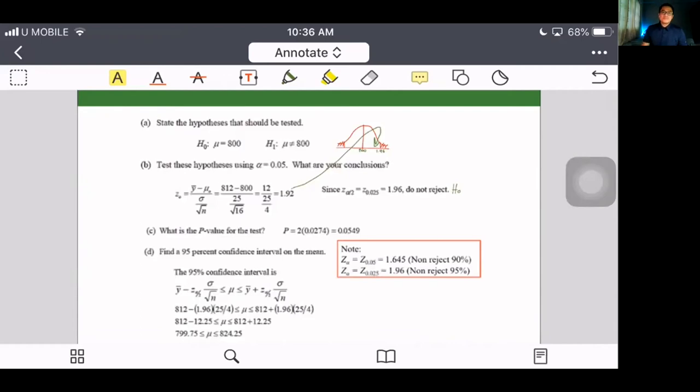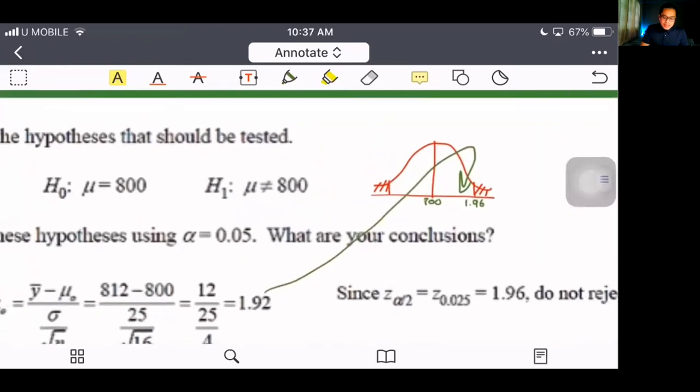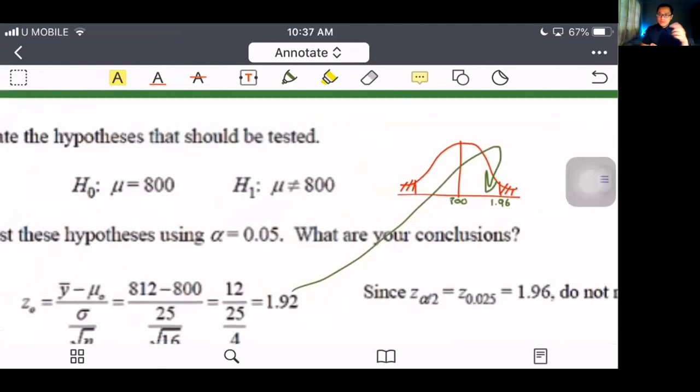Now let's talk about the samples engineering wise before we go to the confidence interval. We want the detergent to have viscosity at around 800 centistokes. However, the number there, Z0, is 1.92, which is close to 1.96. That means the hypothesis is almost rejected. Is this important in engineering? Yes, because somehow the batches of the detergent that came on that day managed to be safe.